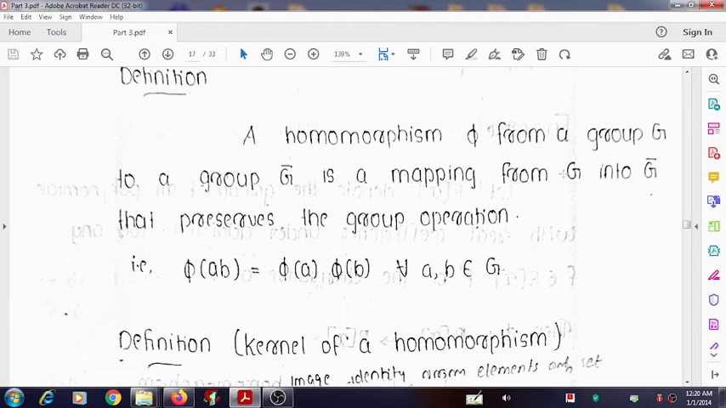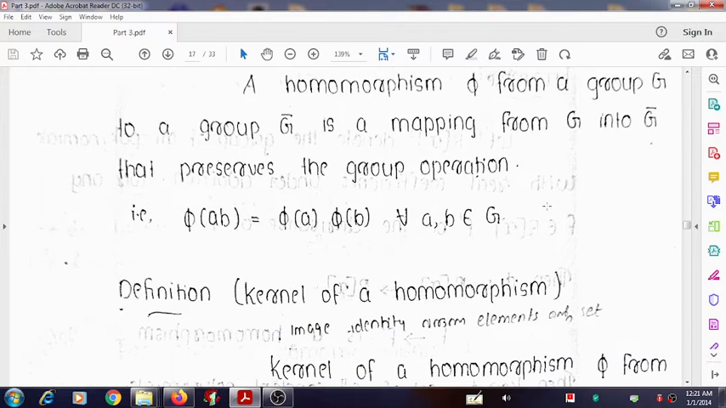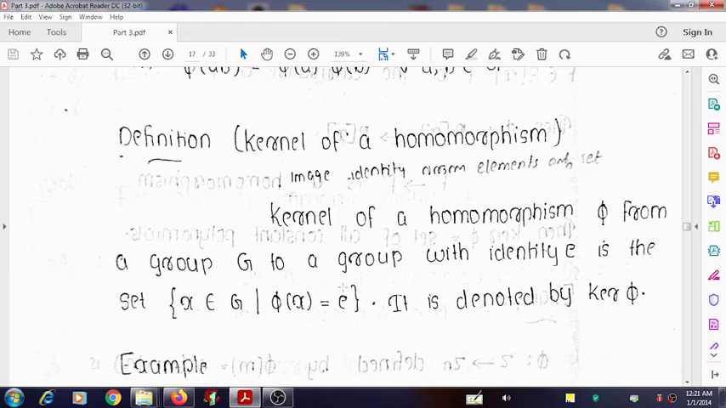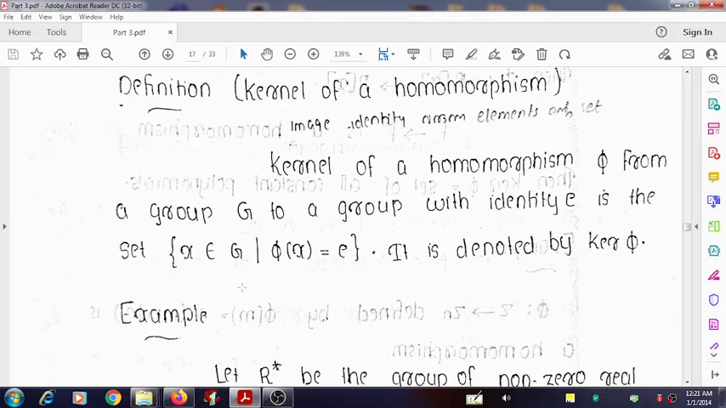Those elements which belong to the first group and that are directly mapped to the identity element in the second group are taken together, and we consider them as a set. All those elements are included in a set, and that set will be called the kernel of the homomorphism.